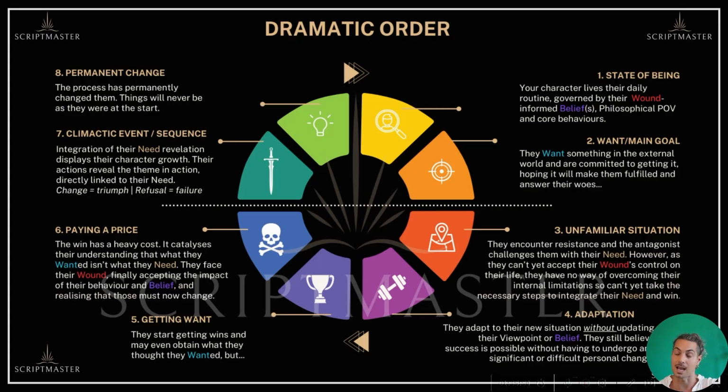And therefore we enter the final phase of dramatic order, which is cementing the permanent change which has happened as a result of this arc. This process has permanently changed the characters and the world, and things will never be as they were at the start. So if it's a transformative arc, they're personally changed as well as the world. If it's a flat arc, they haven't really changed, but they have catalyzed that change in the world. And in a flat arc, like a Bond movie, the world kind of resets. Things go back to the status quo, and then the next movie will be the next threat, and so on. So let's go through those stages so you can start planning yours step by step.